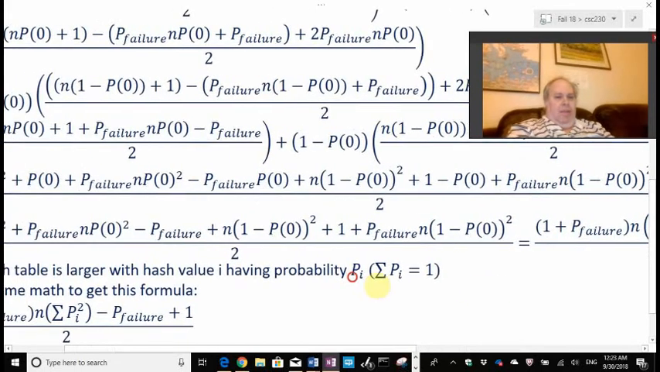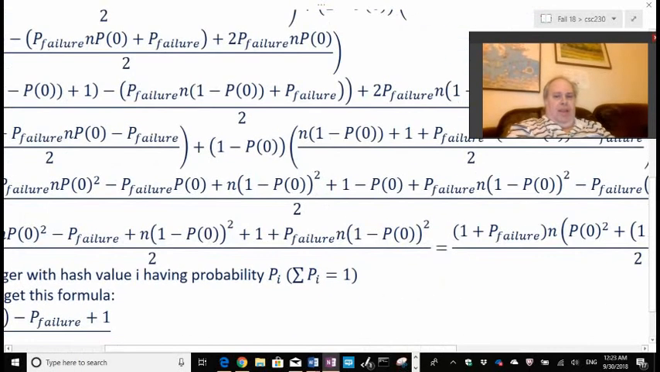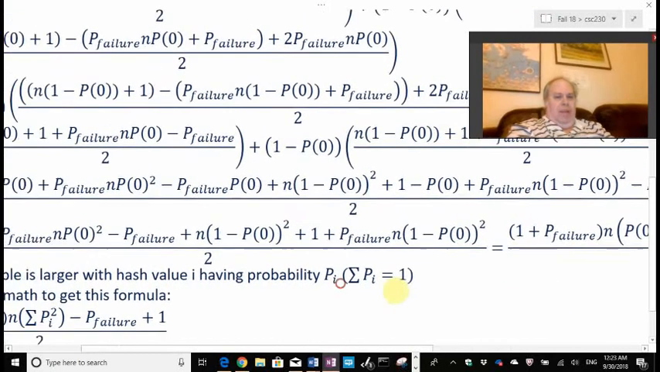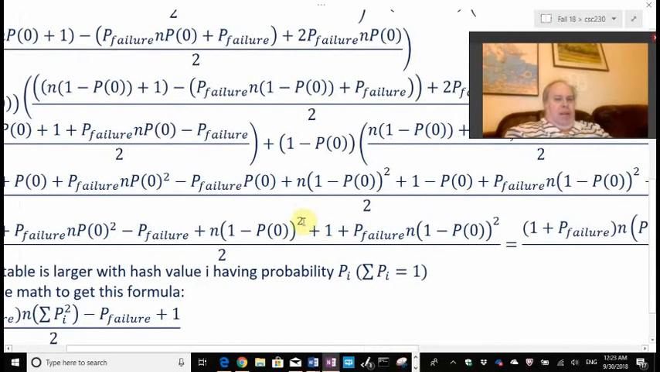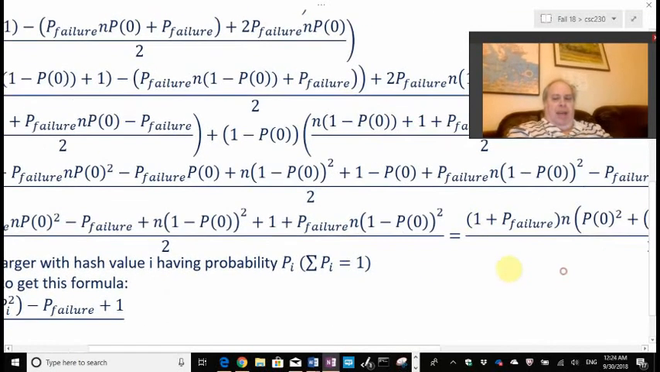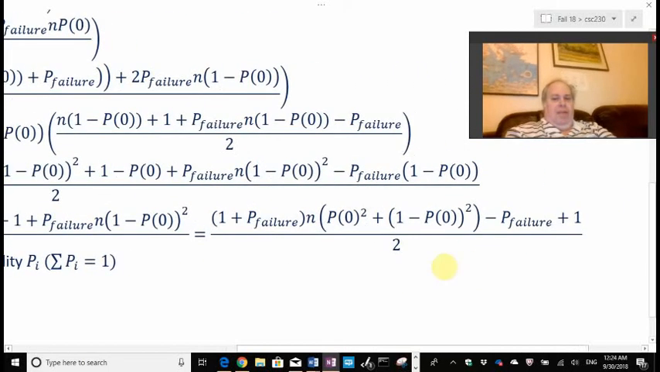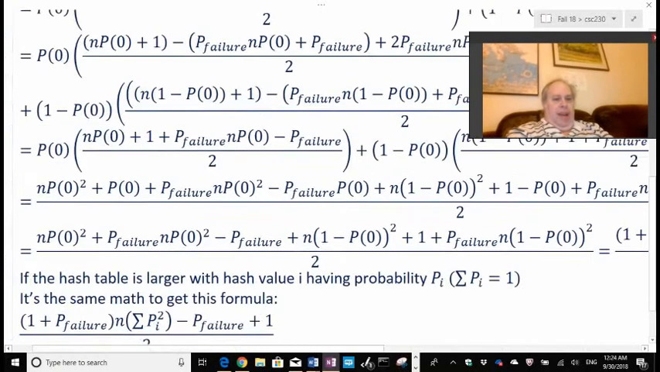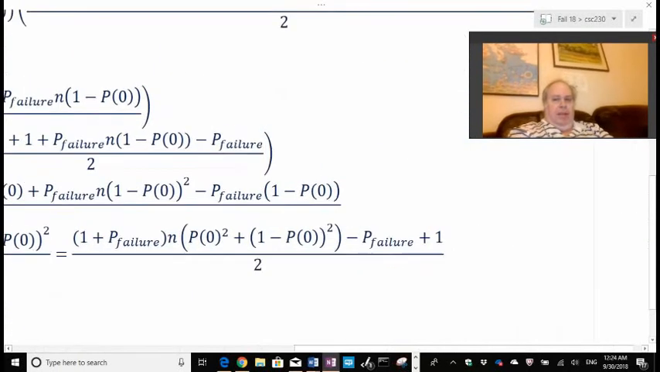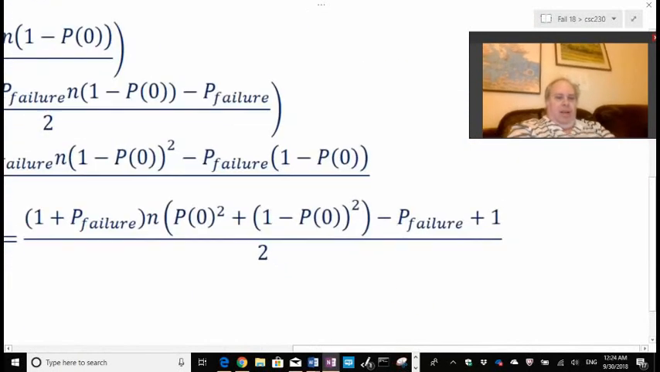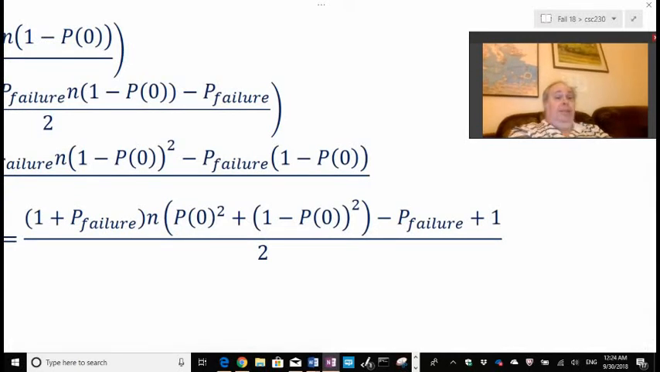And now we'll factor out the P of 0 squared and the 1 minus P of 0 squared. There's 1 plus P of failure times nP of 0 squared, 1 plus P of failure times n times 1 minus P of 0 squared. So this factors out to this rather simple formula, and then what's left after I factor that stuff out is this minus P of failure plus 1. So we end up with this formula. And that's about as simple as I can get it.